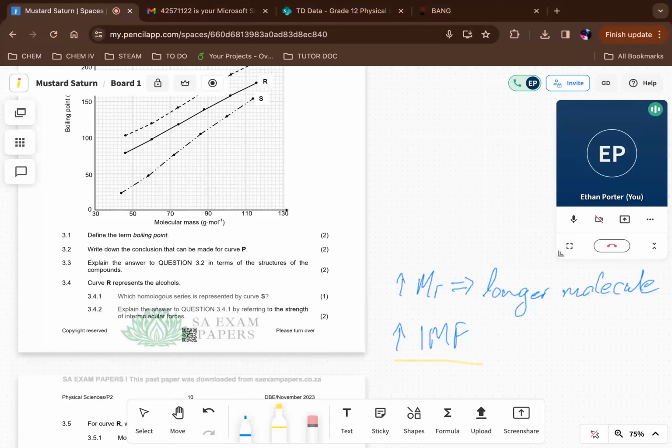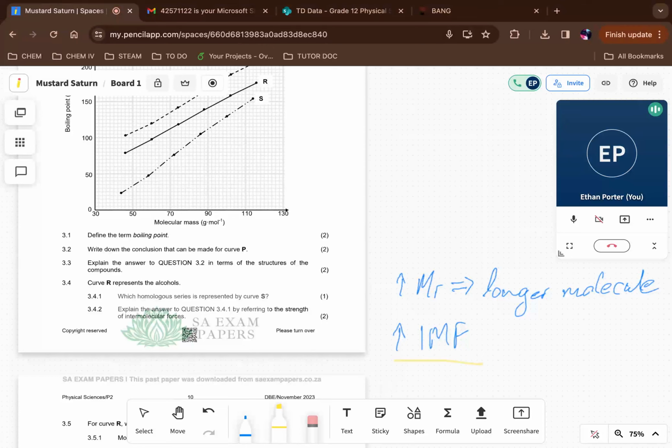So now we can relate the higher molecular masses to the increase in boiling point following this logic. You can phrase your answer however you like. You just need to ensure that you include these key things in order to get all the marks.